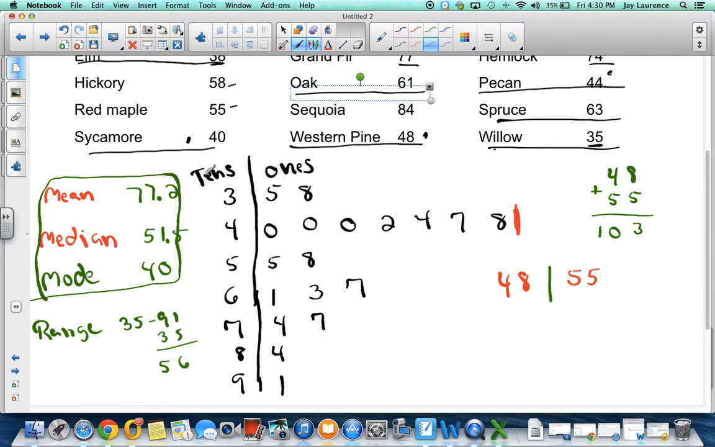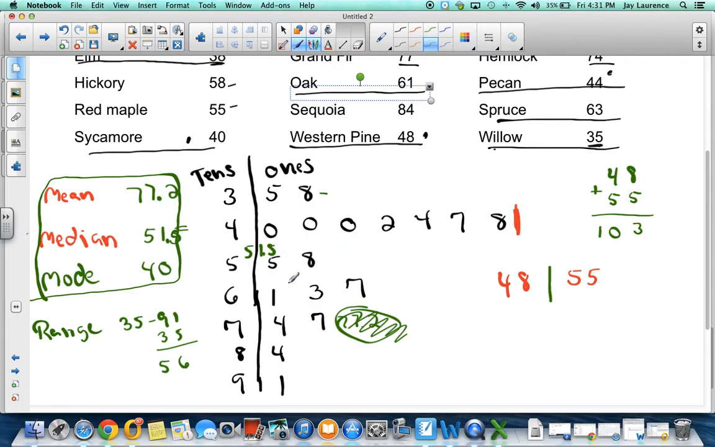Now which one of these three, mean, median, or mode, best represents this data? Well, it's probably not the mean, because the mean is way up here at 77.2. That's bigger than, oh my gosh, way over 75% of the trees. So I would not choose the mean to represent this data. The mode's kind of low. Even though it shows up most often, it's 40. In this particular case, I wouldn't choose the mode. I would choose the median at 51 and a half, because it minimizes the distance. There's an equal number of trees below it and above it.